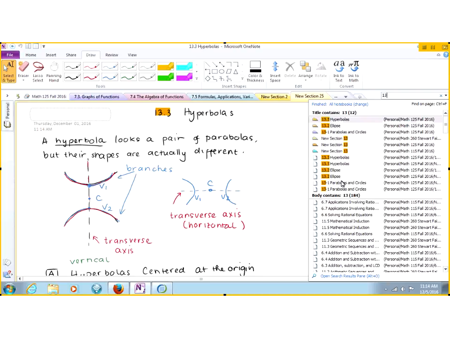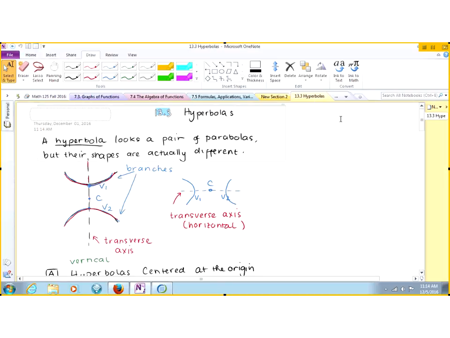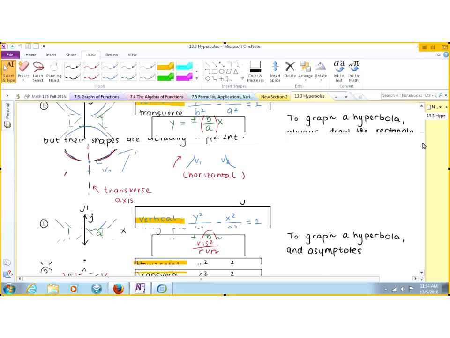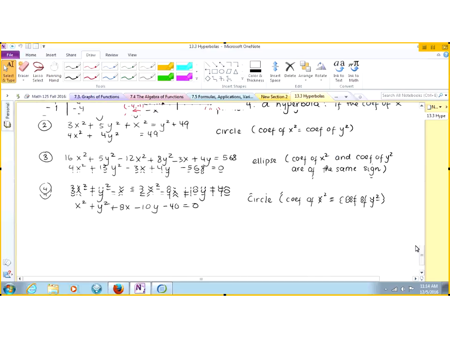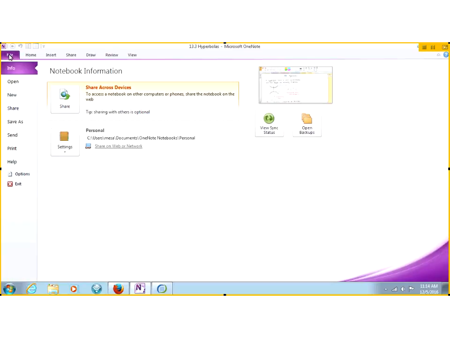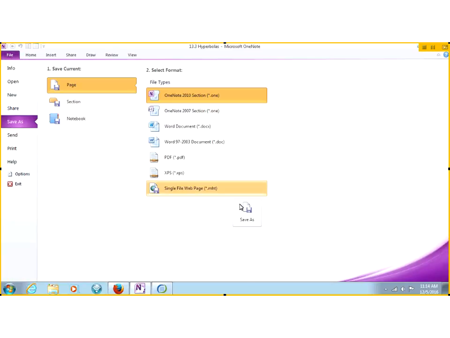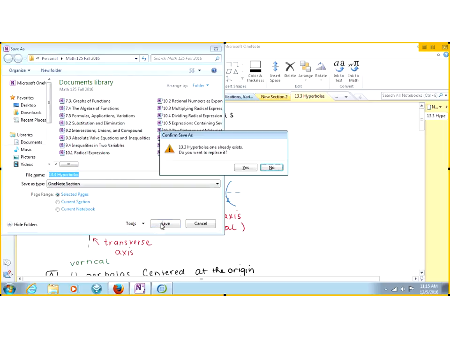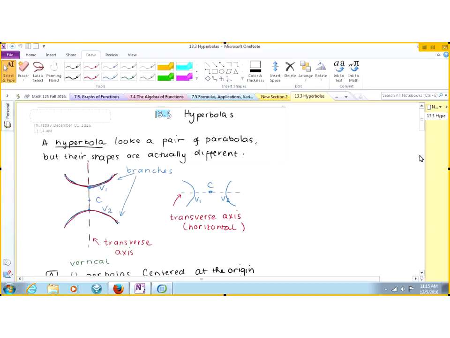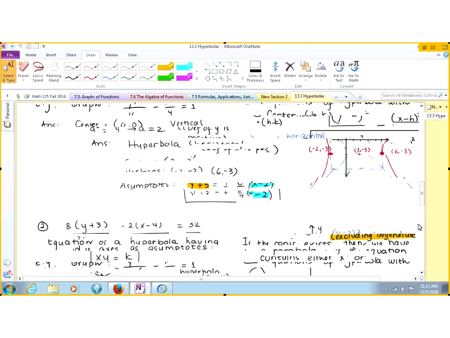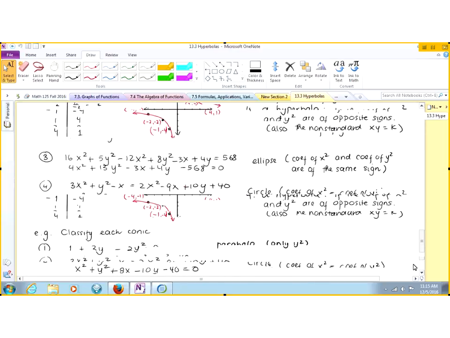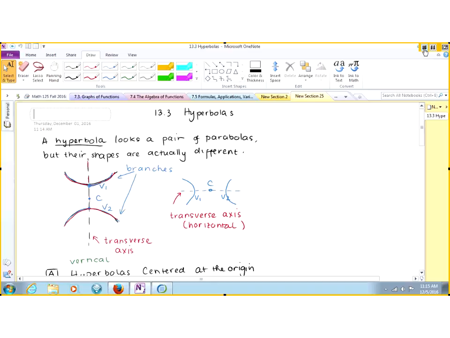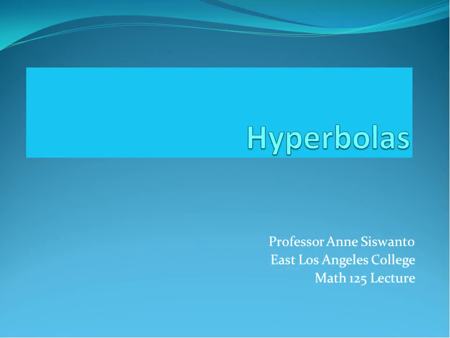13.3 is hyperbolas, right? But which one? I mean, there are so many. The top one? Okay, good. Oh, yeah, that's right. File, save as. 13.3 hyperbolas. Save. All right, so now this one has everything. Yeah, good. That's what I want, right?